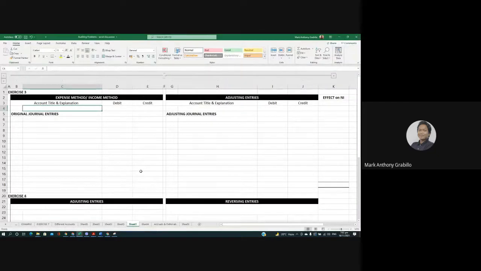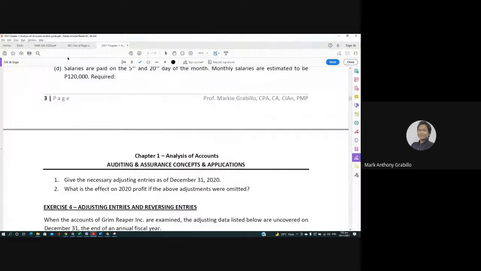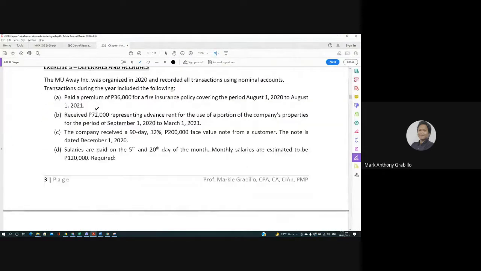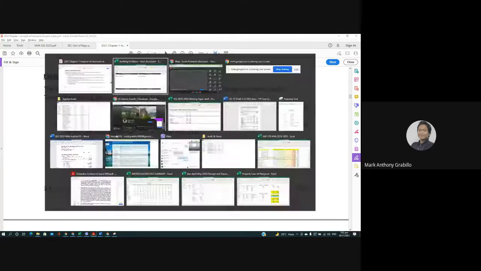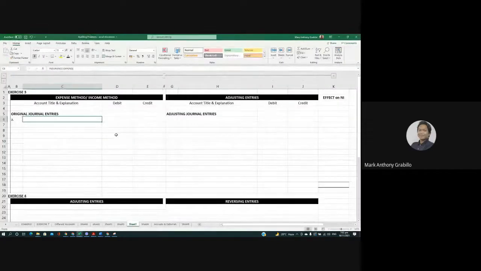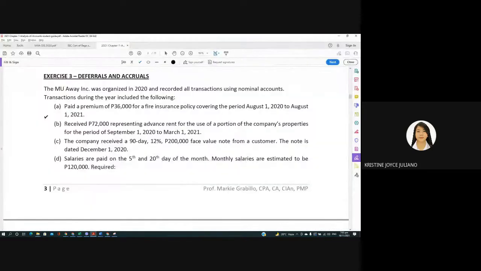So, tulad ng sinabi ko sa inyo, para hindi kayo mahirapan sa adjusting entries, kailangan gawan muna natin ng original journal entry. All right. So, what will be our original journal entry sa letter A? Debit? What will be your debit? Anyone from the class? Prepaid. Prepaid insurance po. Paid insurance, credit cash.